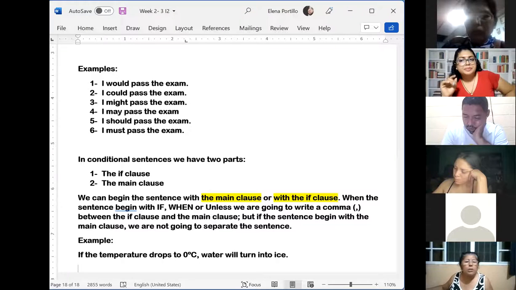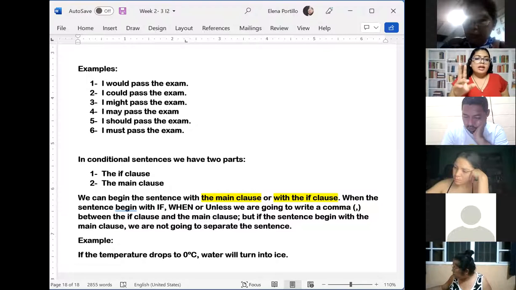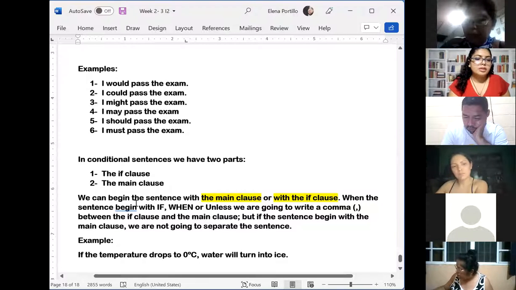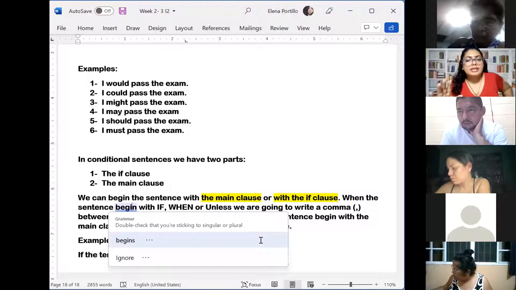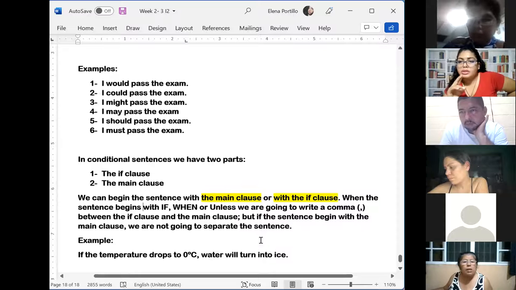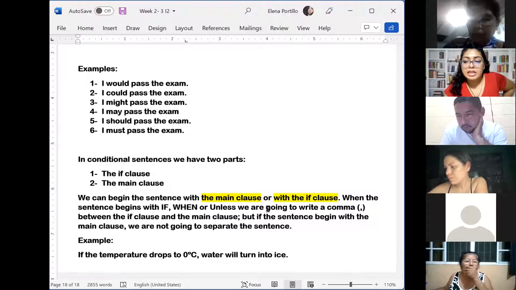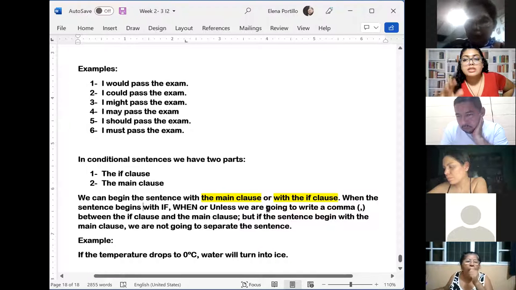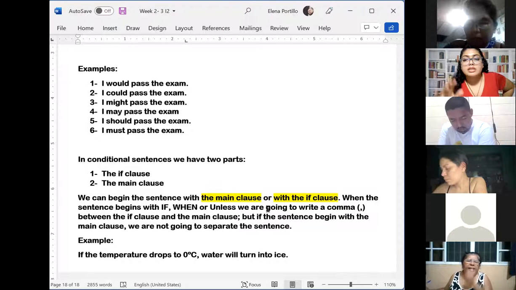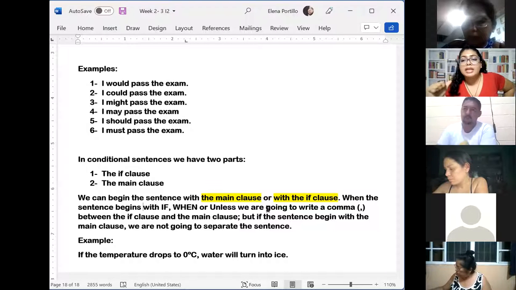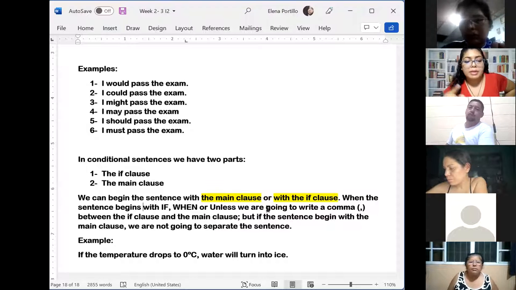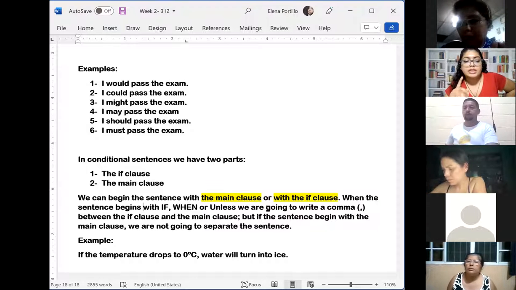So we have here something that we have seen in the first part. When we use the if clause at the beginning of the sentence, we are going to separate the sentence by a comma, and we are going to have two separate phrases. But in the case that the sentence begins with the main clause, we are not going to separate them. And we have here the first example.